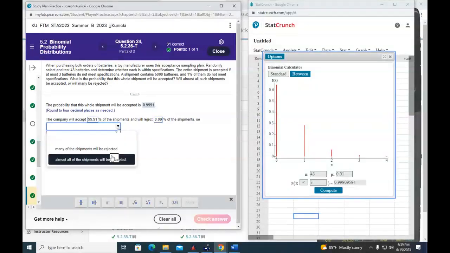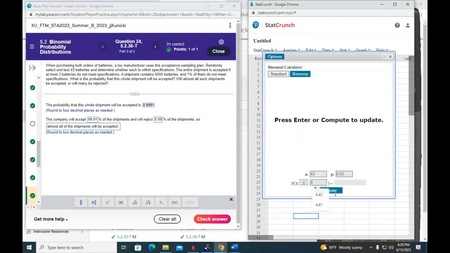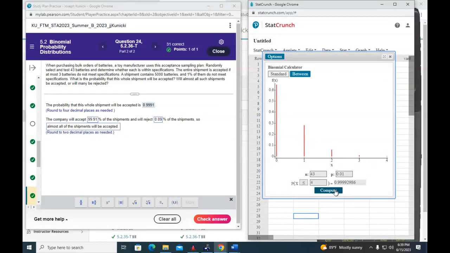So most of the shipments, almost all the shipments will be accepted. That's a pretty high number. See, because this company has better quality control. The chances that out of the 43, you get more than 3 is very low. They might even say, well, let's see what happens if you go for 4. Still pretty high. Anyway, you get the idea?